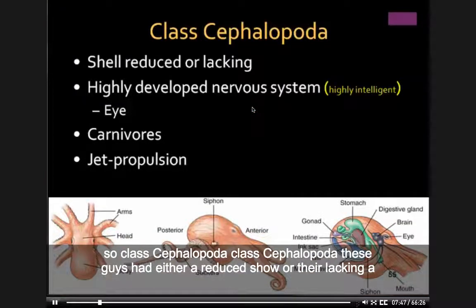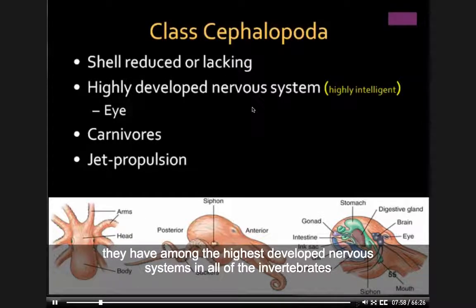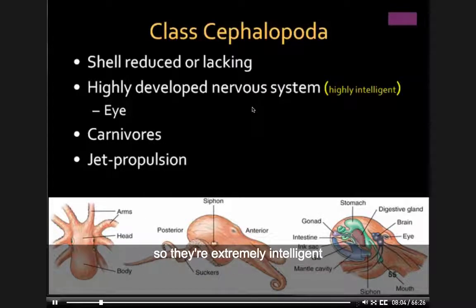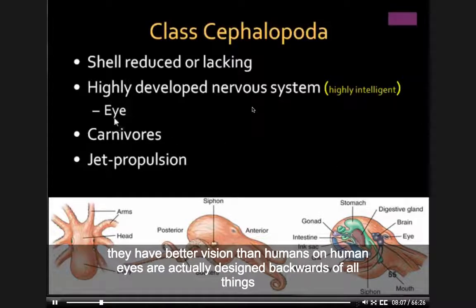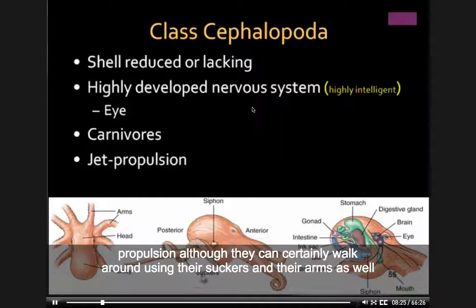So, class Cephalopoda. These guys have either a reduced shell or they're lacking a shell, with a few exceptions, and we're going to talk about those in a second. They have among the highest developed nervous systems in all of the invertebrates. So they're extremely intelligent. They have better vision than humans. Human eyes are actually designed backwards, of all things, but an octopus's eye is many times more acute than ours. They are all carnivores. They eat other animals, and they're able to swim by jet propulsion, although they can certainly walk around using their suckers and their arms as well.